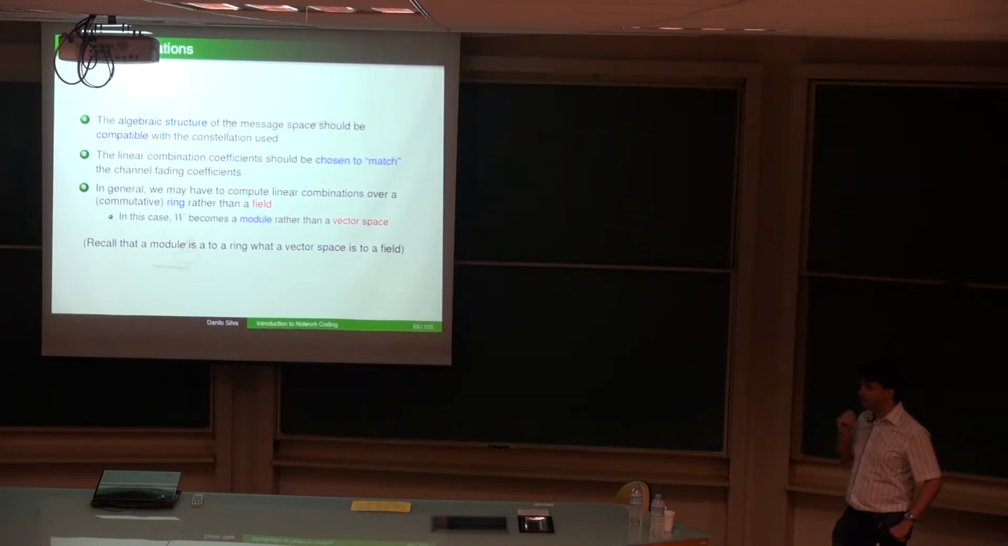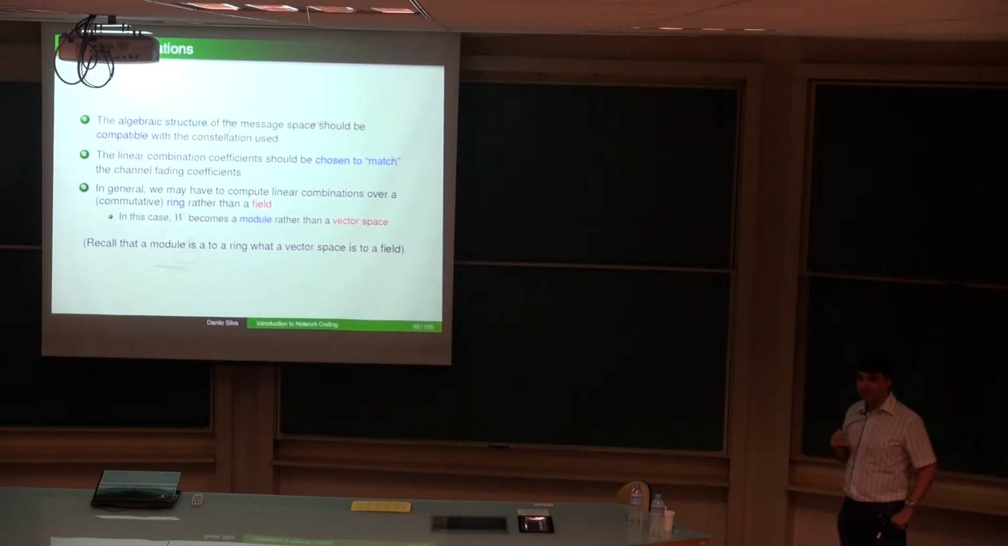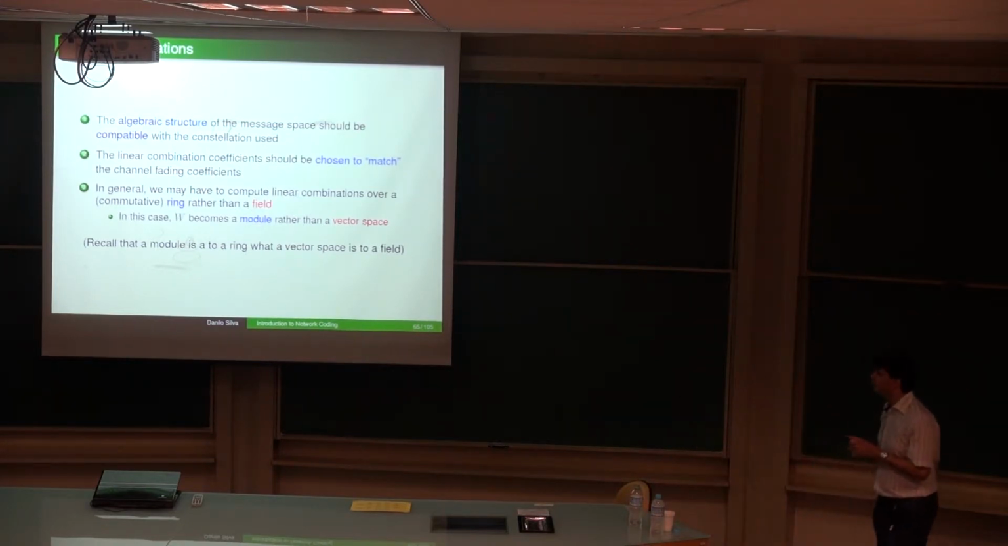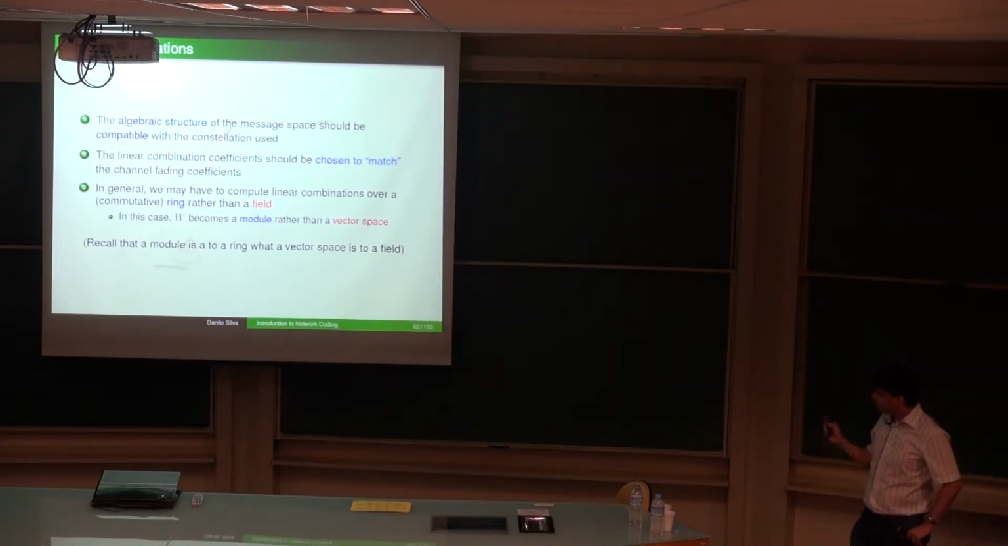In that case, the message space is not a vector space, but rather a module over a ring. If you're not familiar with modules, you can just think of that as a vector space over a ring. That's a useful simplification if you're looking at this for the first time. Okay, it's much more general than that, but you can just think of it as a vector space over a ring.